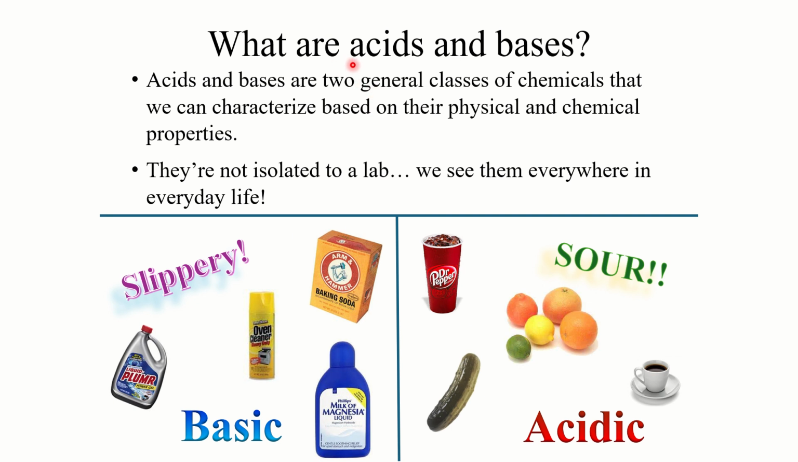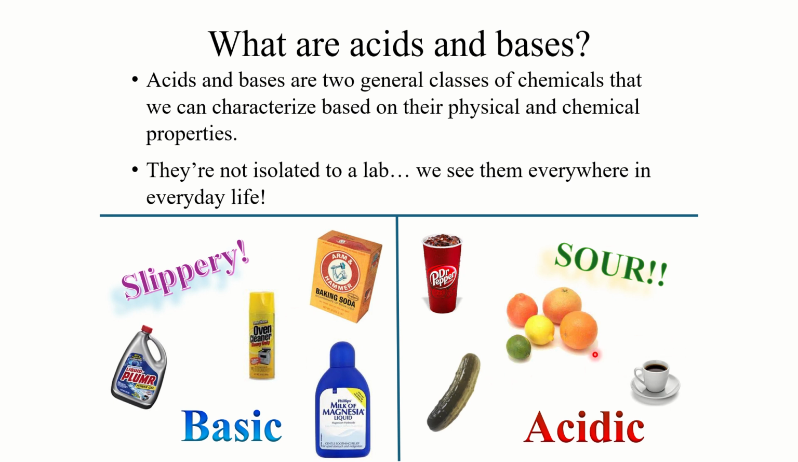So first, what are acids and bases? Acids and bases are two general classes of chemicals that we can characterize based on their physical and chemical properties. They are not isolated to a lab. We see them everywhere in everyday life. Oftentimes, many different cleaners you use in real life, like drain cleaning gel, oven cleaner, baking soda, and milk of magnesia, are all examples of bases.